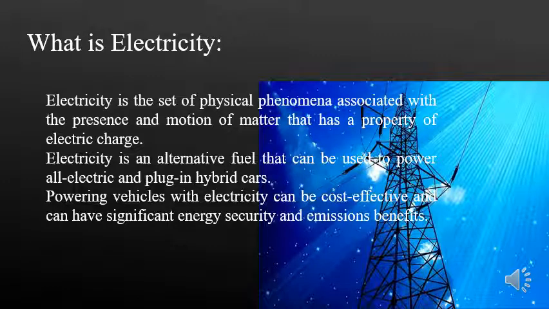We will discuss electricity as an industrial fuel. Electricity is a set of physical phenomena associated with the presence and motion of matter which has the property of electric charge. Electricity is an alternative fuel that can be used to power all-electric and plug-in hybrid cars. Powering vehicles with electricity can be cost effective and can have significant energy security and emission benefits.